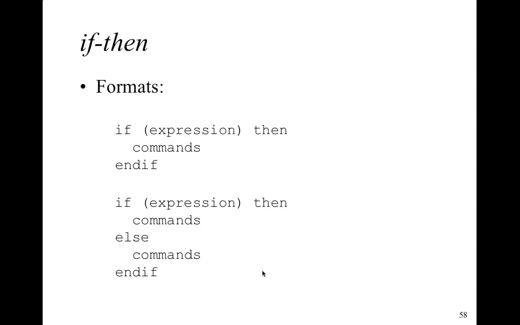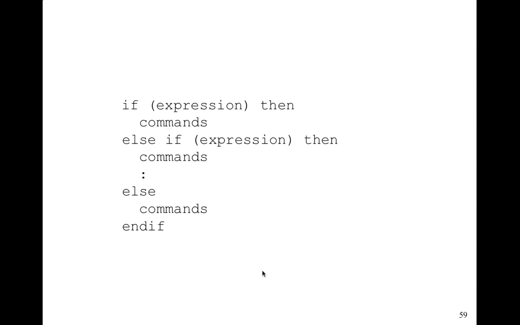So, branching. If then, file test expressions and switch. For those people who like C, you're going to love this. It's very similar. So here we go. Here are the formats. If an expression, then a condition, end if. If an expression, then a command, else, else if, end if. Else is the default catch-all. Else if is for another condition.